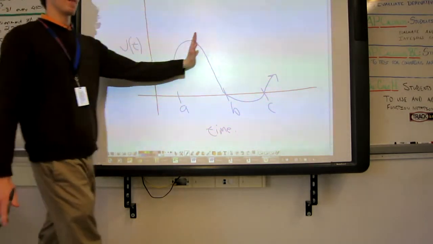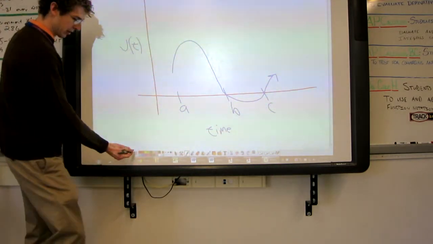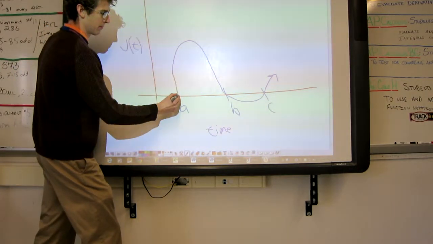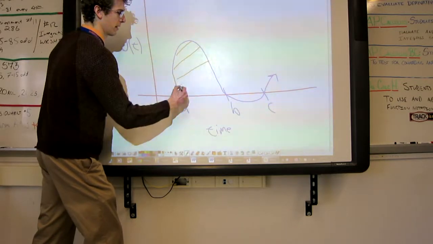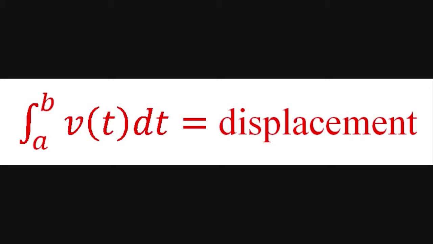So this is a graph of my velocity. Now, I want you to think about area under the curve. If we look at the area under the curve, so the integral from A to B, it's going to be this area right here, right? This is a definite integral, that's area under the curve, the integral from A to B of v of t dt.